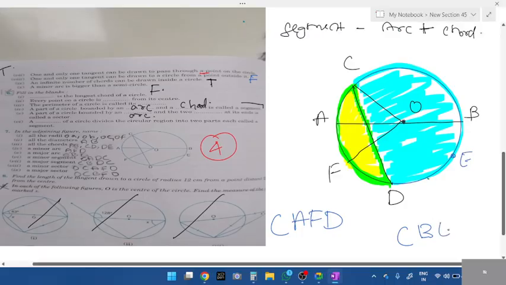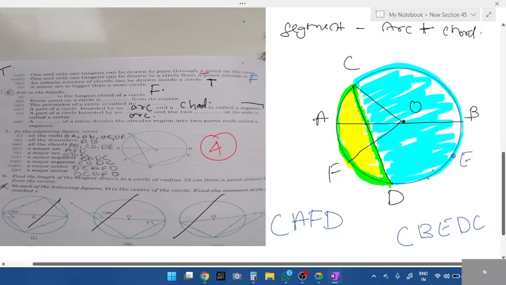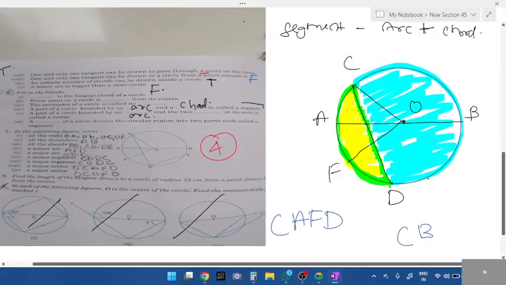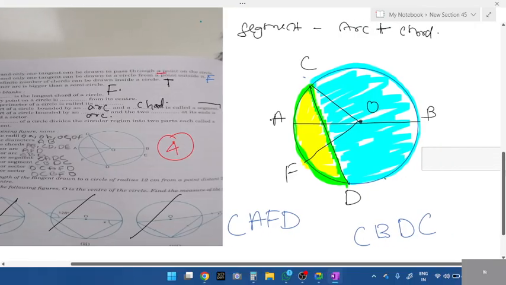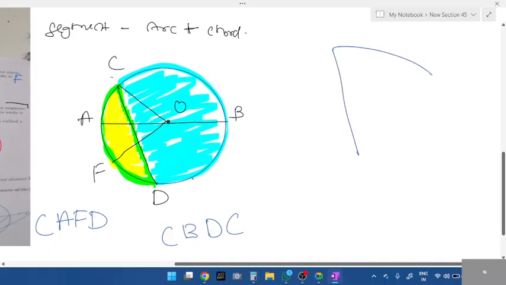CBEDC. This is major segment. Okay, if not, just ignore this E point. The blue one is the major segment. Start from C, students. Look here, C, B. After that, again connect to D and back to C. So yellow one is the minor segment, blue one is the major segment. Look here, this is blue one. You should start from the C point. It goes all the way up to B.